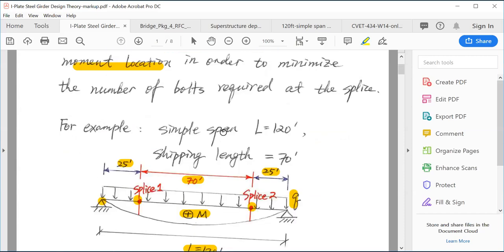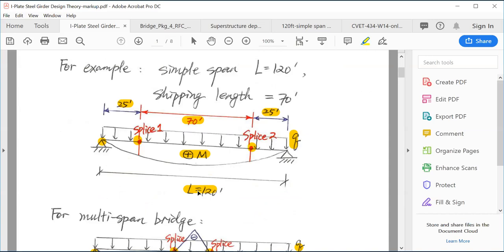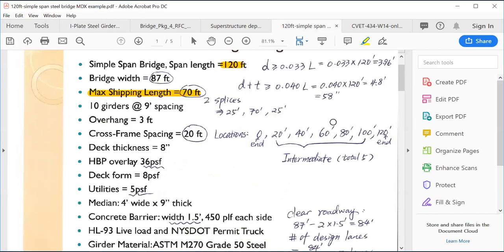Okay, and for this one, 120-foot span, and we have the first splice at 25 feet and second splice at 95 feet. That's how we determine the splice location. So 3 segments, 2 splices, and first segment is 25 feet, second is 70, and third is 25.